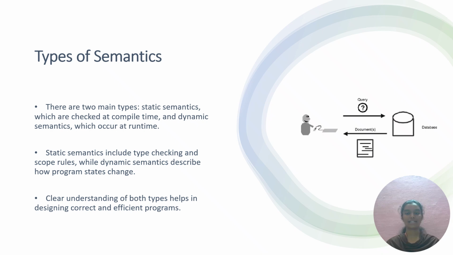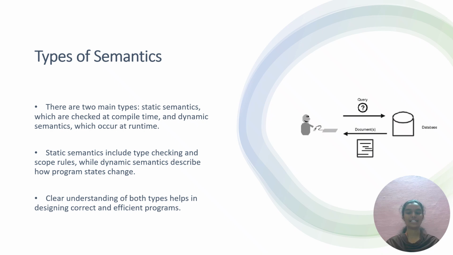The types of semantics. There are two broad categories of semantics. The first one is static and the second one is dynamic. Here we are going to learn first about the static semantics, concerned with the rules checked at the compile time. It also includes type checking, scope rules, and declaration checking. For example, an undeclared variable or type mismatch causes a compile time error.